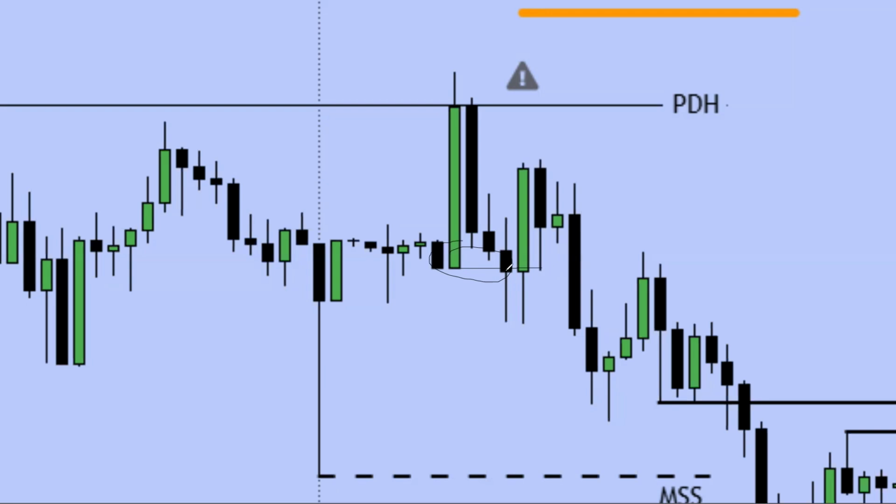This is where we're finding our entry. Also note that this occurs just as the ICT Asian Kill Zone kick-started. All right, so as soon as price returns, you want to be entering with your stop loss above this high. So that's one method for entry in the 15-minute time frame.